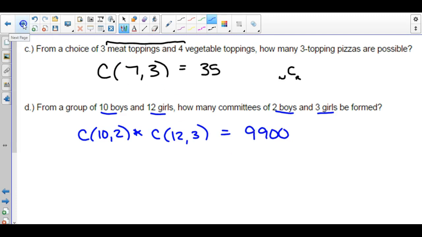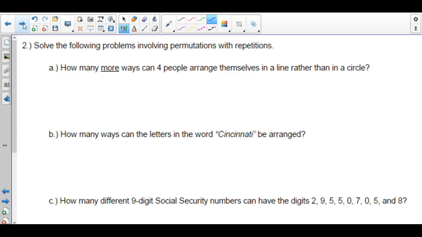So those are just the first combinations and permutations. Now we'll go on to the ones involving some repetition. How many more ways can 4 people arrange themselves in a line rather than a circle? The reason this is different is because if they were in a line, there are 4 options for the first, 3 for the second, 2 for the third, and 1 for the fourth. And that would be 24 different ways to arrange people.